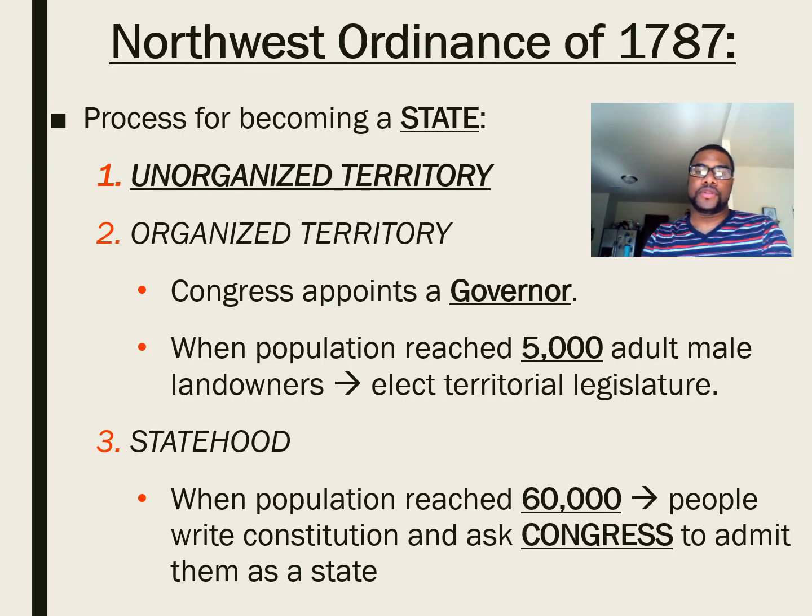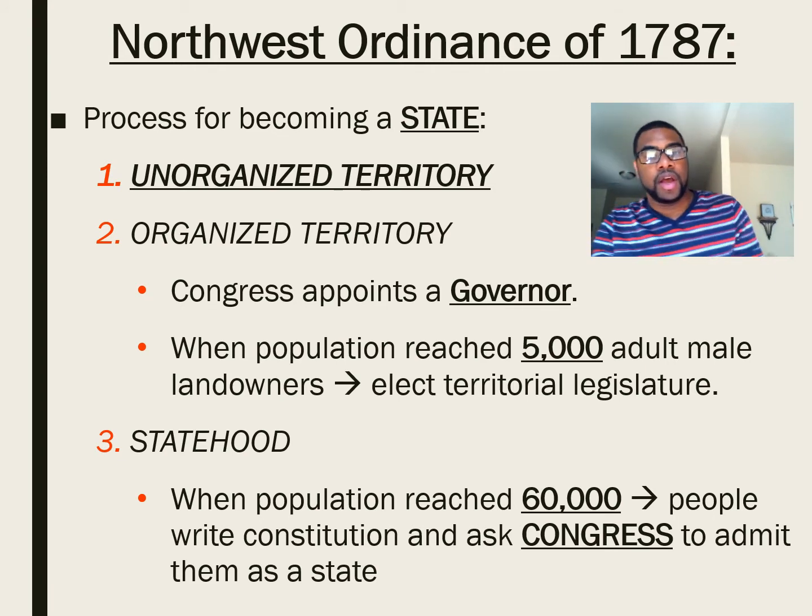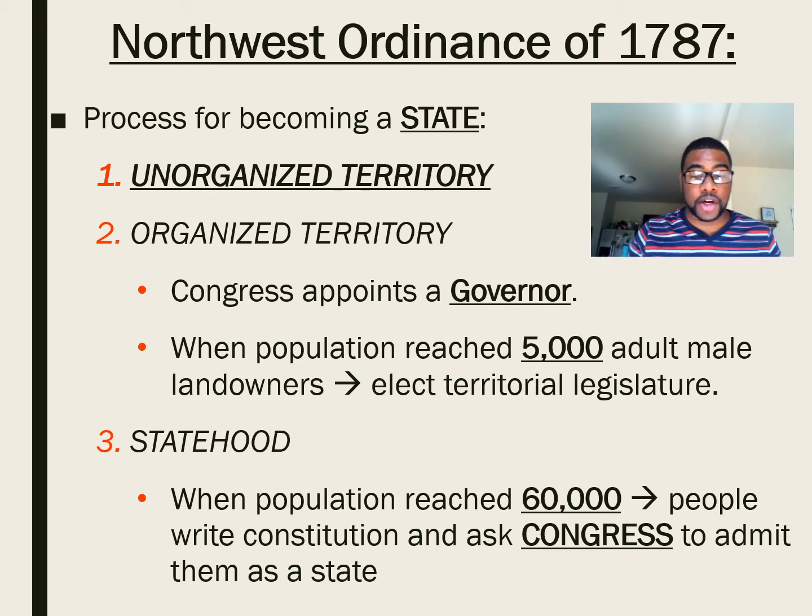The Northwest Ordinance process for becoming a state: first you had to be an unorganized territory. Then you went from being an unorganized territory to an organized territory. All right, that happened when Congress appointed a governor. All right, and when the population went to about 5,000 adult male landowners, they would be able to elect the territorial legislature.